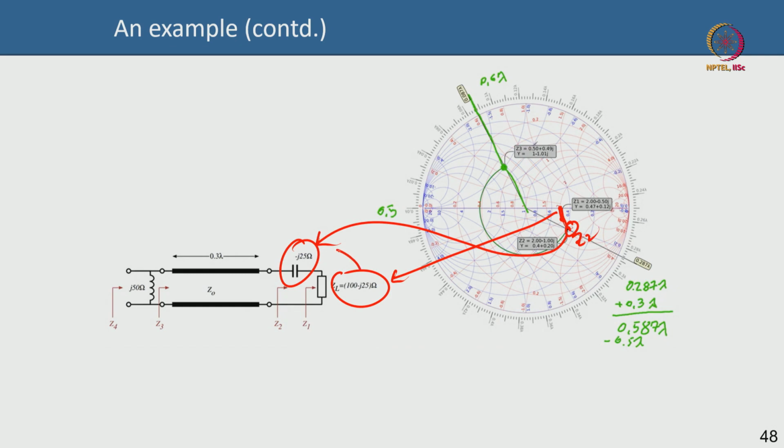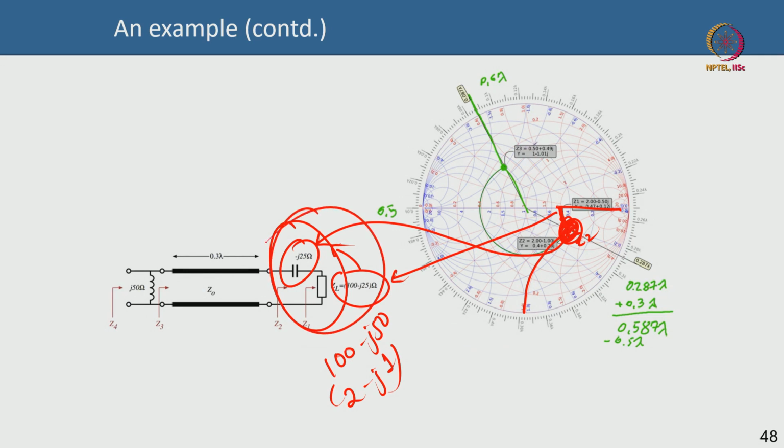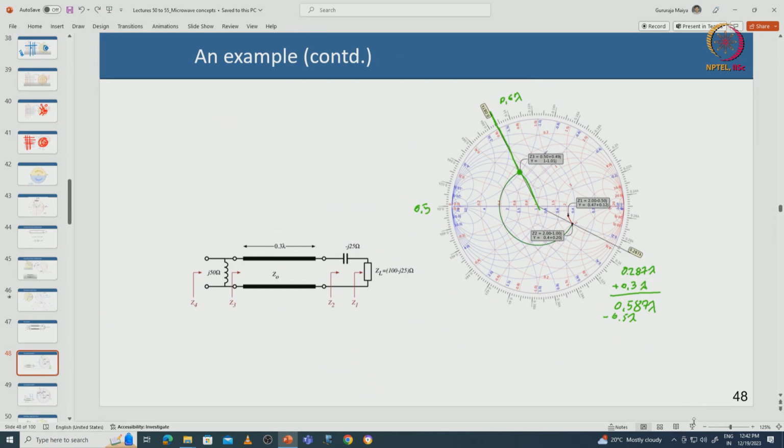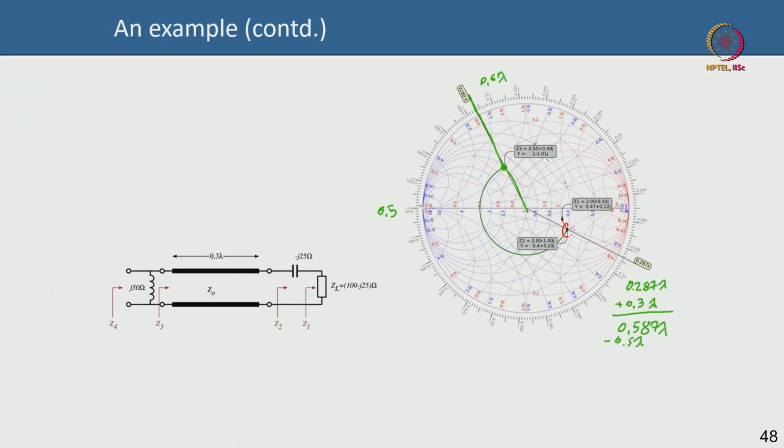Why? Because this plus this is nothing but 100 minus j 50. Can you see that? So, this is basically 2 minus j 1. So, both of these together is actually 2 minus j 1. So, 2 is this, minus 1 is this. So, this point, can you see this? This point is this. Now, maybe I will remove the annotation. Okay. So, this point is this Z2.